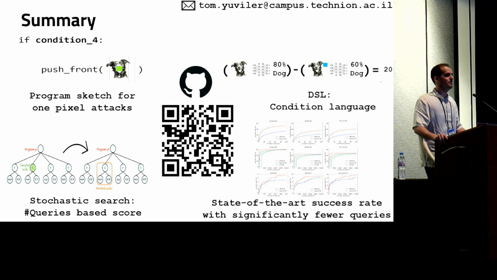Hi, interesting talk. So in your evaluation, you showed that you were able to find one-pixel attacks faster as compared to the previous tools. My question is, if a previous tool successfully found a one-pixel attack, was your tool also able to find a one-pixel attack in all those cases?